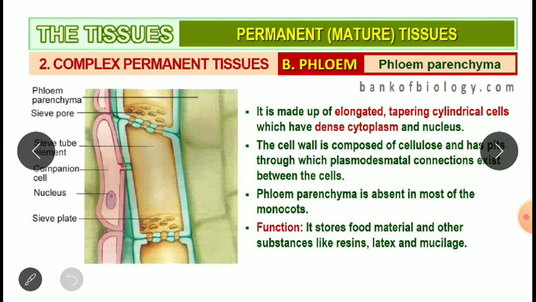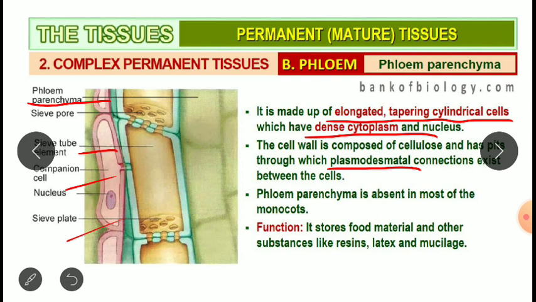The last one, coming to the phloem parenchyma. Phloem parenchyma is made up of elongated, tapering, cylindrical cells which have dense cytoplasm and nucleus. The cell wall is composed of cellulose and has pits through which plasmodesmatal connections exist between the cells. So all these four, whether it is the phloem parenchyma, sieve tube element, companion cells and sieve plates, are in association with each other through the connection, that is plasmodesmata, which is present to connect all the tissues.